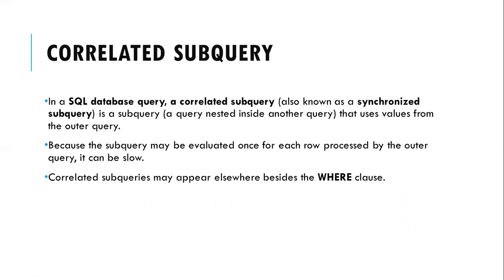Now we will discuss correlated subquery. In a SQL database query, a correlated subquery, also known as a synchronized subquery, is a subquery that uses values from the other query. It is also a query nested inside another query. Because the subquery may be evaluated once for each row processed by the outer query, it can be slow. Correlated subqueries may appear elsewhere besides the where clause.